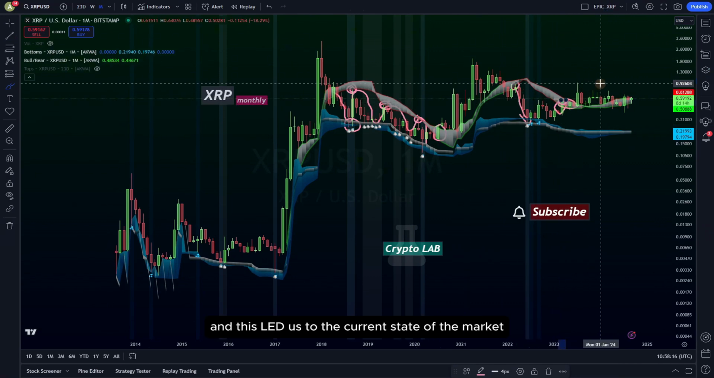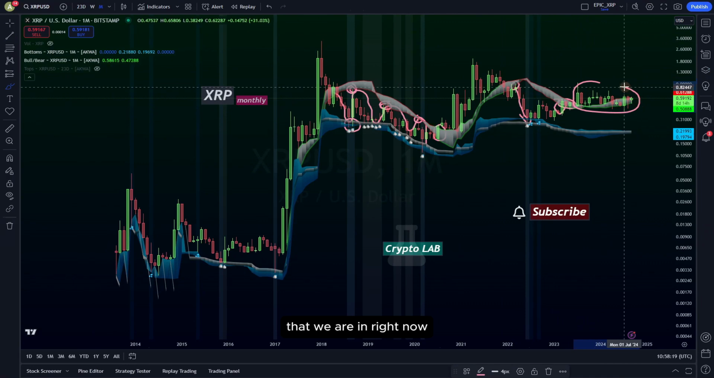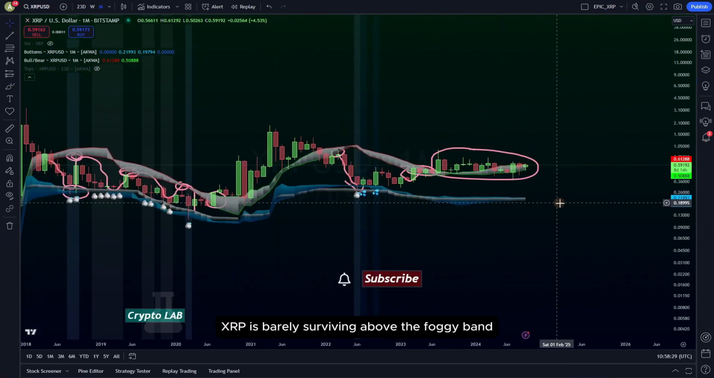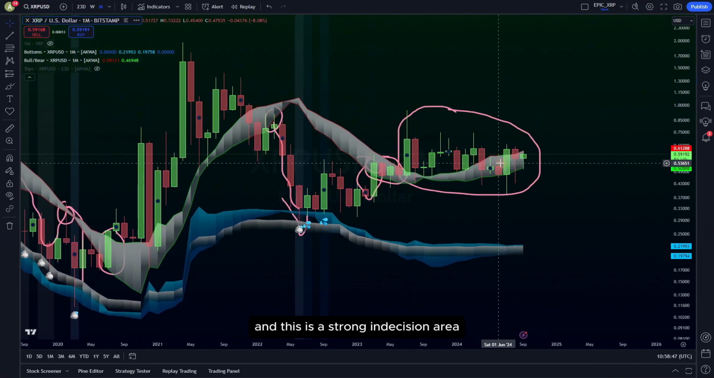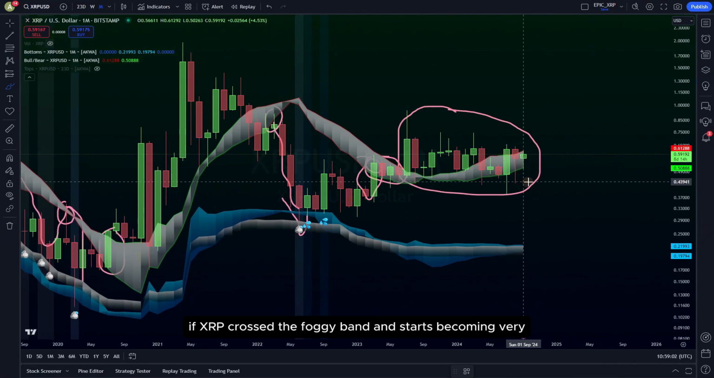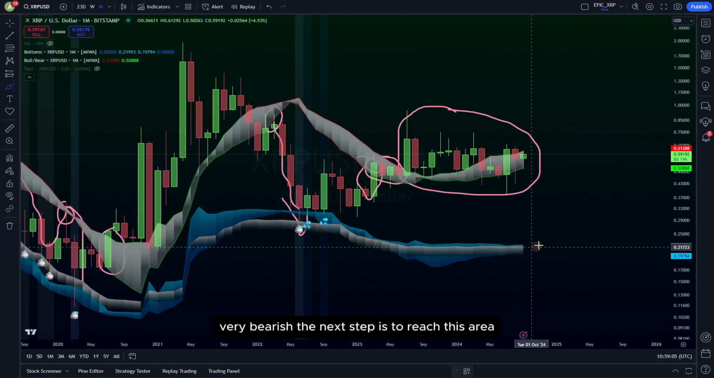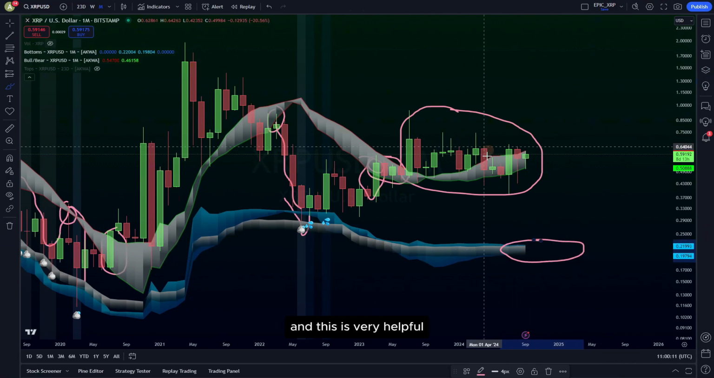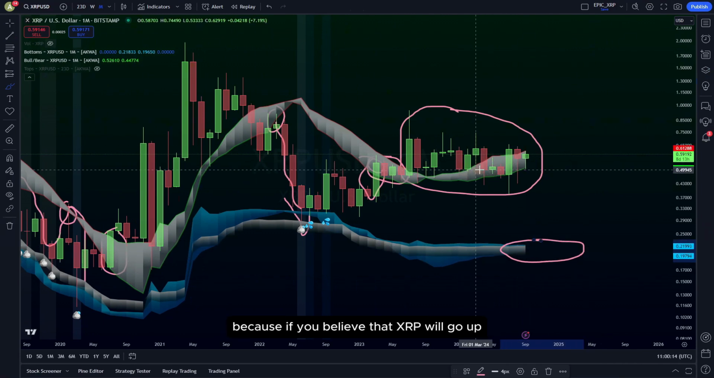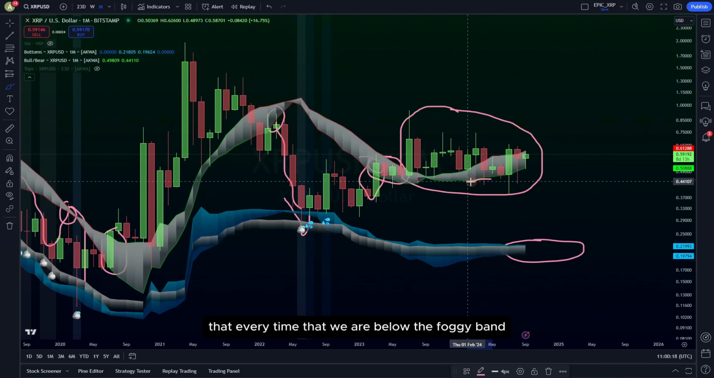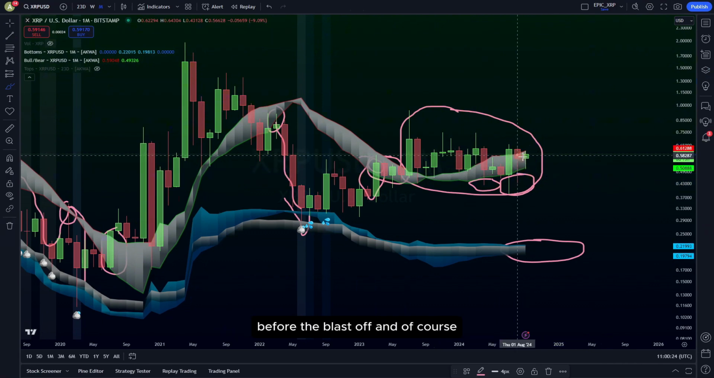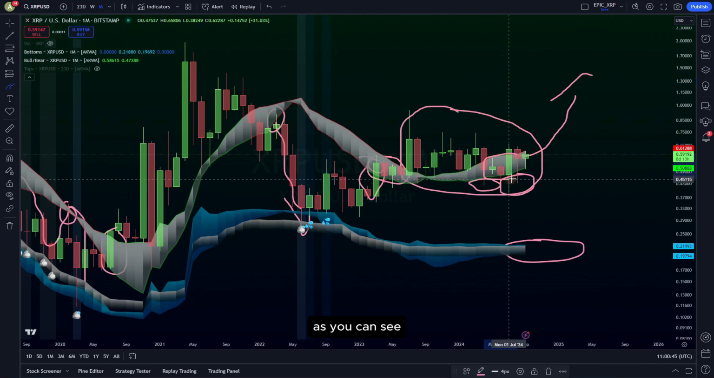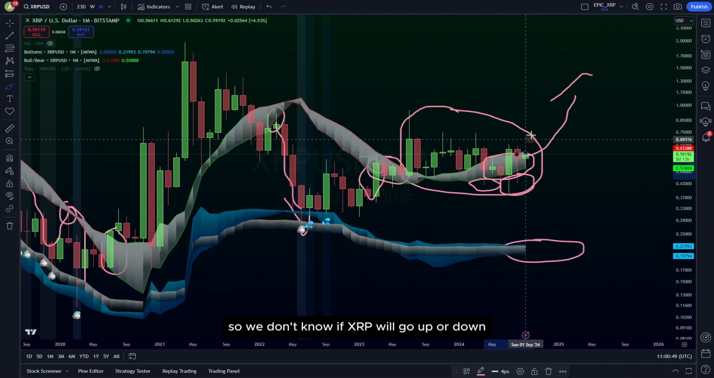And this led us to the current state of the market that we are in right now, which is this phase. So to be honest, XRP is barely surviving above the foggy band. And this is a strong indecision area. You know that if XRP crossed the foggy band and starts becoming very, very bearish, the next step is to reach this area. And this is very helpful because if you believe that XRP will go up, you know that every time that we are below the foggy band, this is a very great opportunity to buy XRP before the blast off. And of course, it is a little bit dangerous because we are in a foggy area, as you can see. So we don't know if XRP will go up or down.